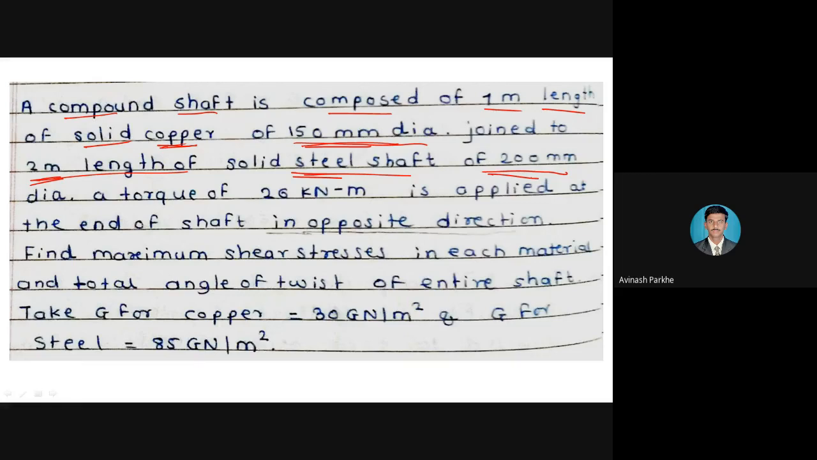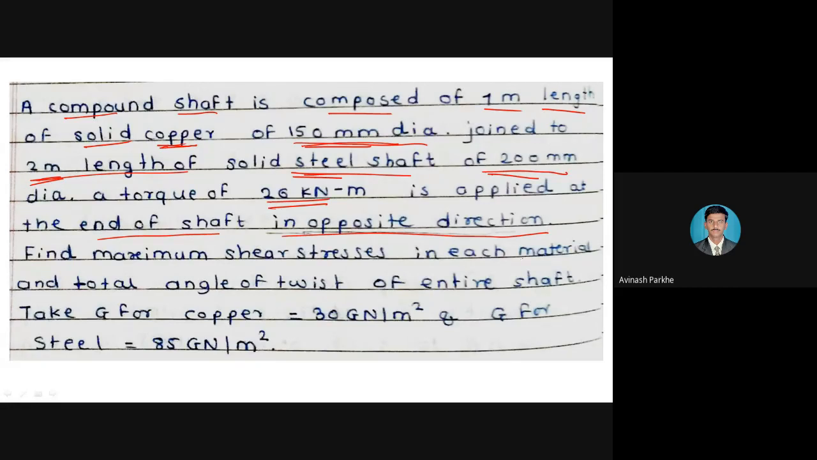These two shafts are rigidly connected to each other, and a torque of 26 kilonewton meter is applied at the end of the shaft in the opposite direction. This sentence is very important. Whatever torque is applied at the left side, 26 kilonewton meter, the same torque is applied at the right side also, but both torques are in opposite directions. Find the maximum shear stresses in each material.